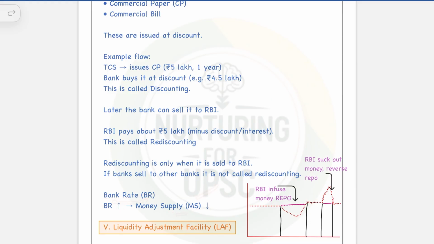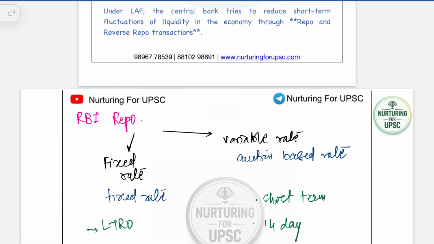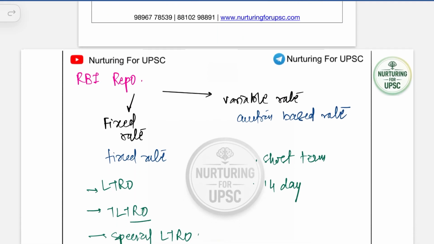Then there is something called a liquidity adjustment facility. So what happens under a LAF, the central bank tries to reduce the short-term fluctuations in the currency through operations called repo and reverse repo transactions. So these are very important and very significant aspects of any economic system. So what are repos?